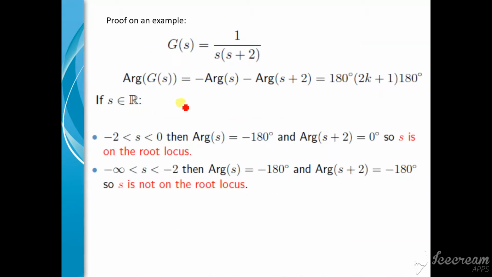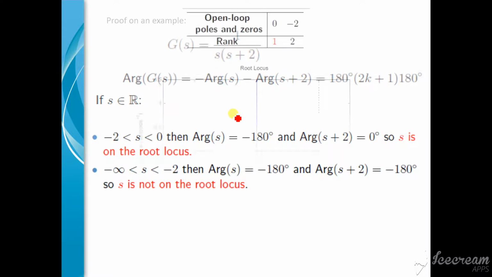For the proof, it's very easy. You can use the second law of the root locus. You find the angle of the pole, and you will find whether it will be on root locus or not.